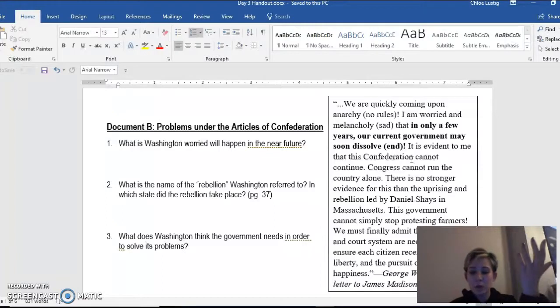And then finally, George Washington gives some advice, right? He says, we must finally admit that a president and a court system are necessary. Remember, the Articles of Confederation, you guys, did not allow for courts or a president. Now, Washington is saying that we need those. So go ahead and pause me and answer your Document B questions now. The page numbers correspond to pages in your journal if you need some extra help.